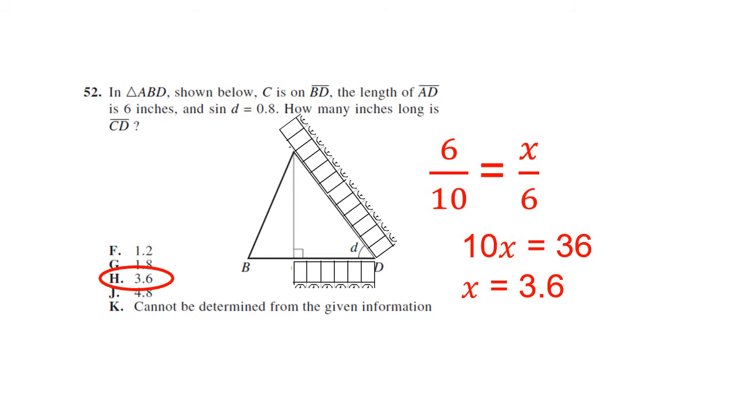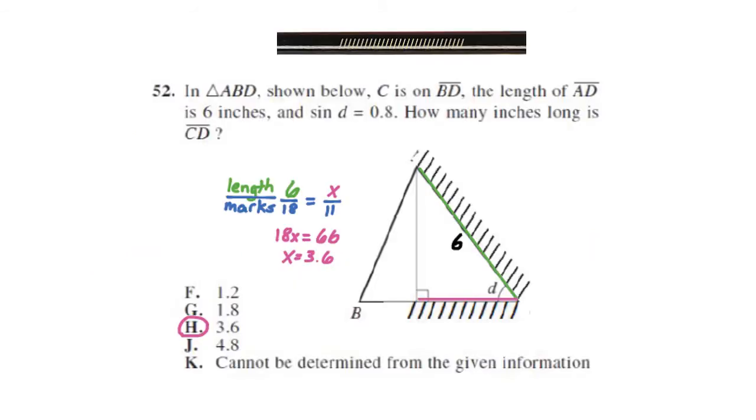So our measurement technique worked well on this one. It also works well for the measurement pencil. So I got the known length of 6 is 18 marks. The unknown length is 11 marks. Cross multiply, and I got 3.6. So again, it doesn't necessarily matter what you use to measure as long as you have a common measurement unit.